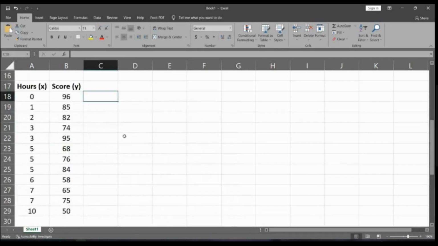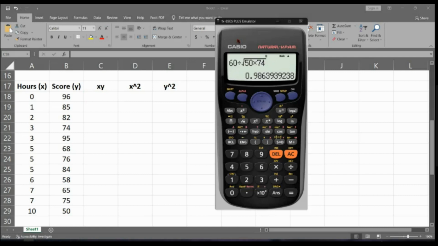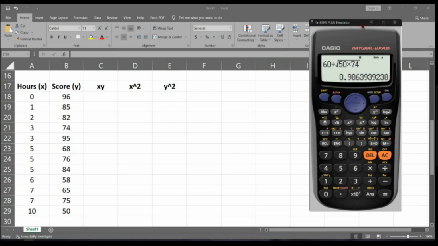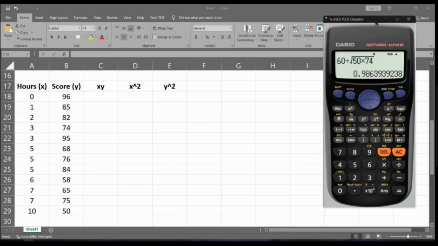Okay, so we need to add columns for their product x times y. Another column for the square of the first variable and the square of the second variable. So just multiply them. 0 times 96, 1 times 85, 2 times 82. You may use your calculator. You may do it manually. But if you were to do so, mas mahaba yung time na i-consume nyo.